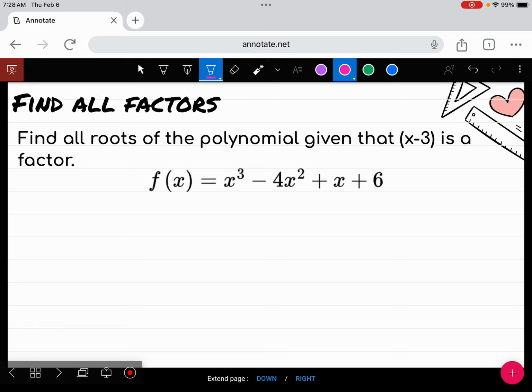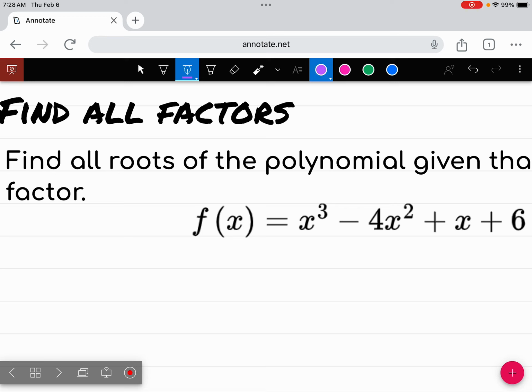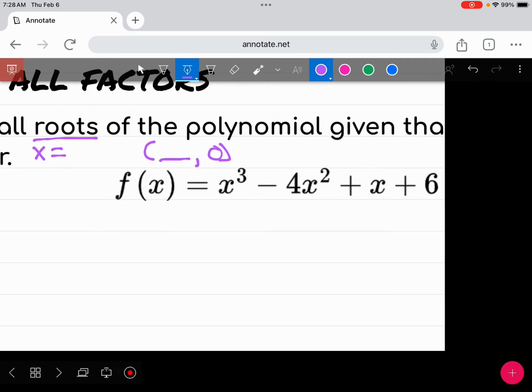All right, let's take a look at this. We are asked to find all of our roots. So I want to get all the way down to a solution, x equals, given this polynomial. When it says get all the way down to roots, it means we need to get down to our x equals, or to our ordered pair where we have our x comma 0. Either way is fine. I think the x equals is usually easier, but we're getting all the way there.